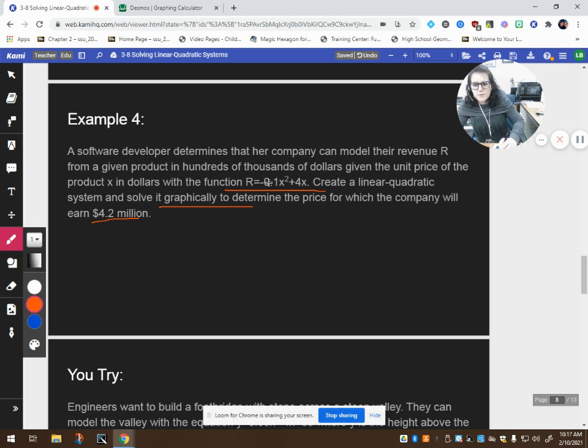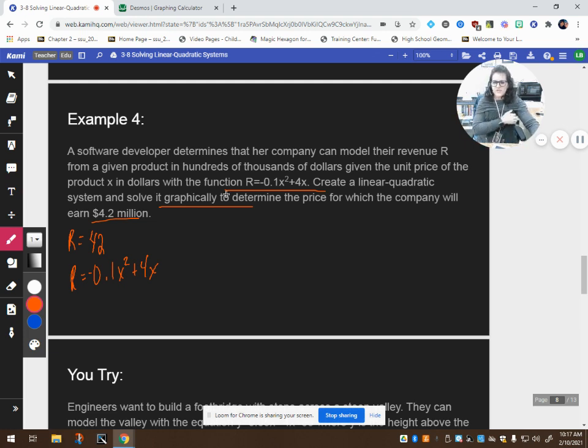So we need to come up with another equation where the revenue is just equal to $4.2 million. So instead of writing 4.2 million, I'm just going to put 42. And here we're given the product in hundreds of thousands of dollars, given the unit price of X dollars. So here is the other equation that we're using, where revenue is equal to negative 0.1 x squared plus 4x.